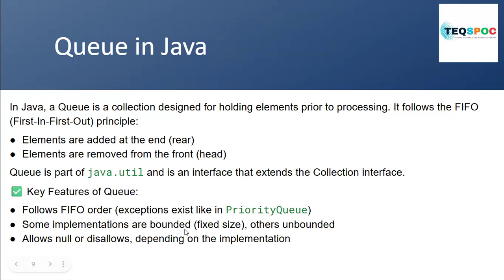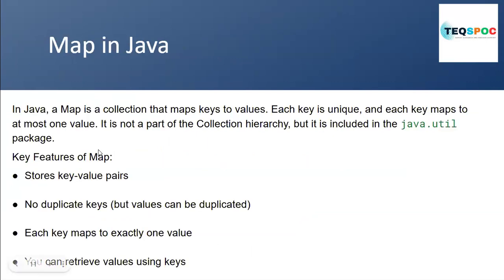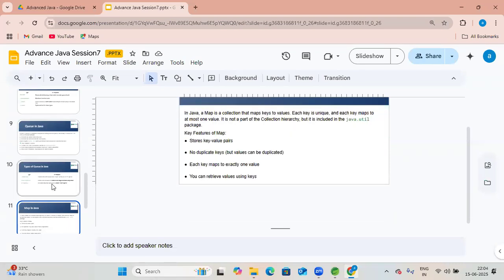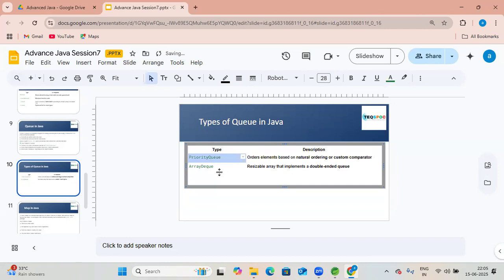There are types of queue: priority queue, DQ, and array DQ. Linked list does not come here. Let me show you this. Here, linked list will not be inside the DQ. You will have priority queue, DQ, and array DQ.